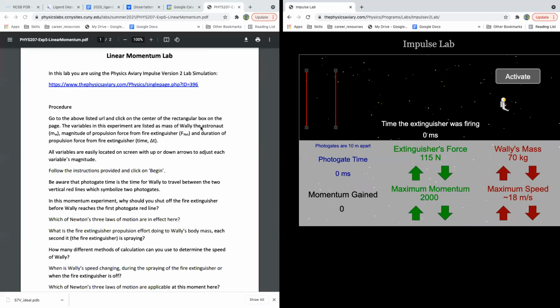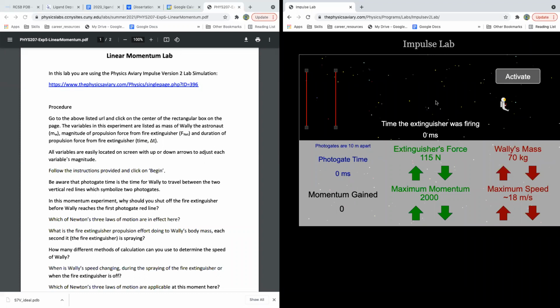So the astronaut's mass is here, and we can adjust the magnitude of propulsion force from the fire extinguisher. So extinguisher force means the force when the extinguisher is firing and then starts pushing the astronaut moving, right? And the duration of the propulsion force from the fire extinguisher, this time will be recorded as well.